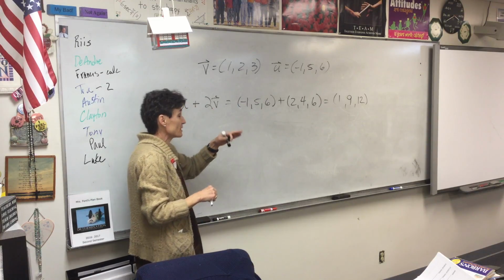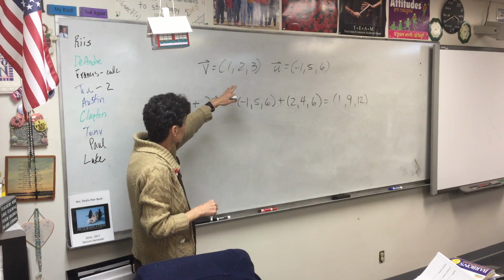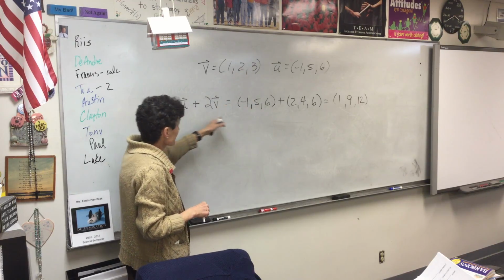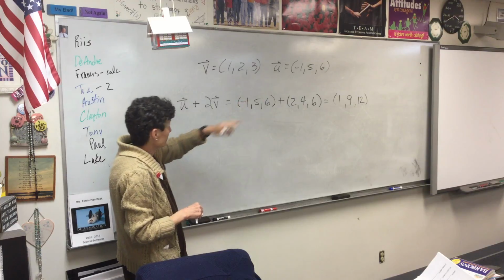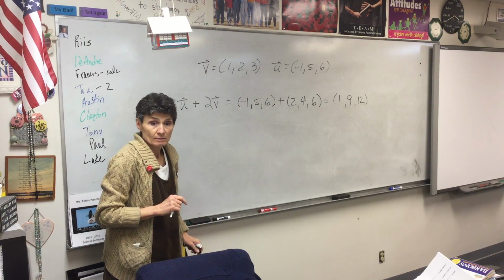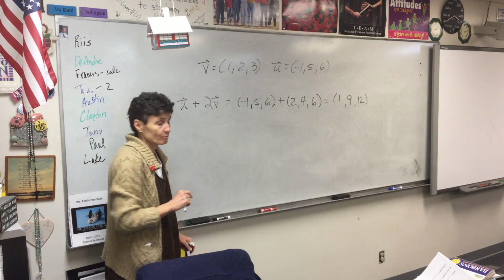So I did a couple things there. I multiplied by a scalar. So 2v is just 2 times everything. And then I just added them together, x plus x, y plus y, z plus z. Just like we did in 2 dimensions, right?